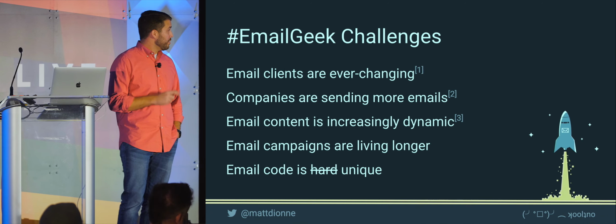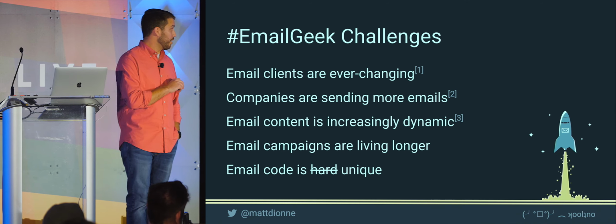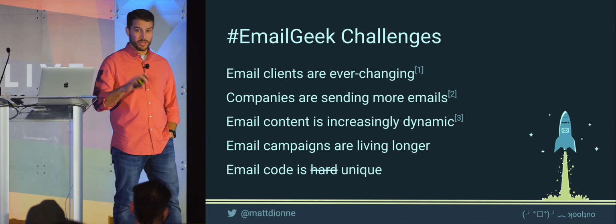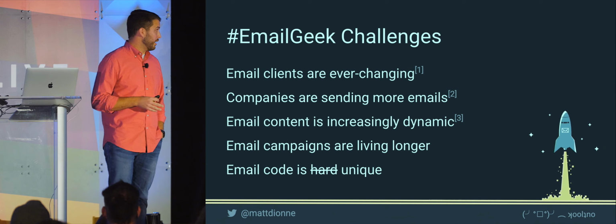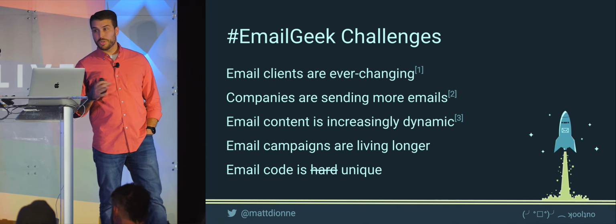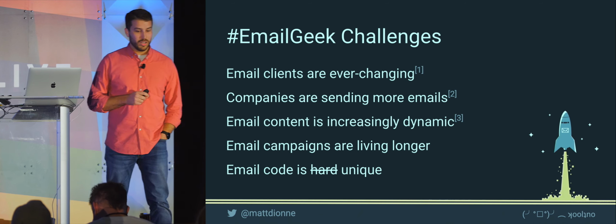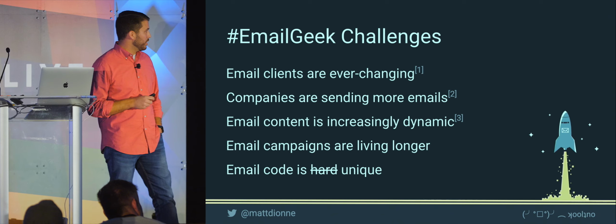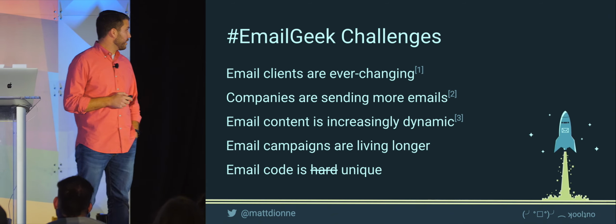And then email campaigns are living longer. So the process of building something and then sending it and then not having to worry about it anymore because it's already out in the inboxes, those days are gone. You build something, you set it up, and then it gets sent with triggers, with automation, and with all of these things, and those campaigns can live around a long time. And then also, as we all know, email code takes a unique set of skills. And so those are the challenges.